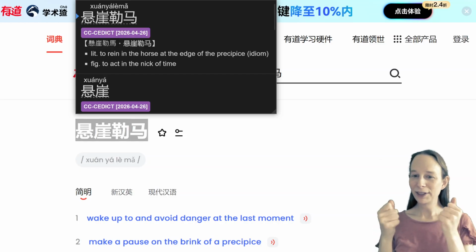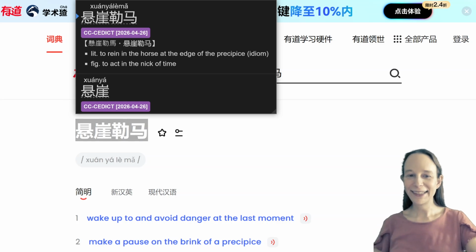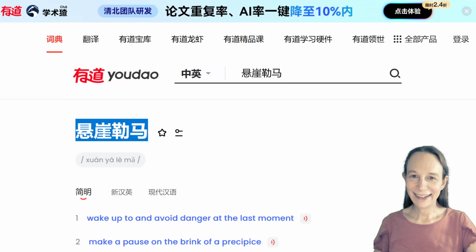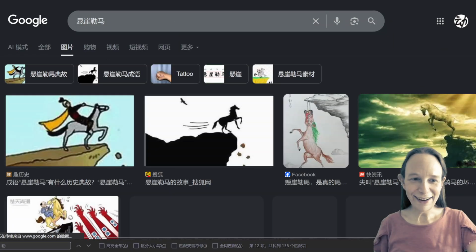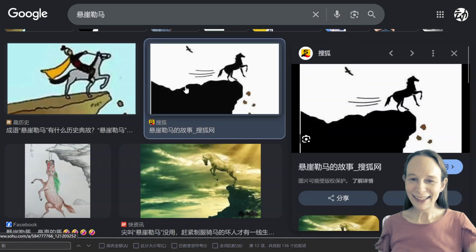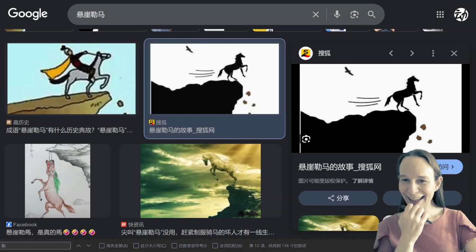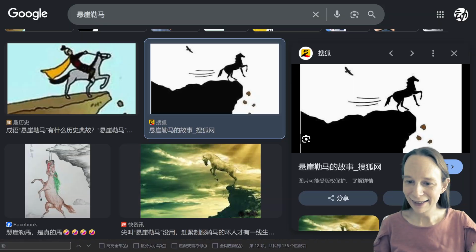So you're riding a horse, and then at the last moment, you, whoa, horsey. Something like that. 悬崖, is that right? Oh, look at that. Like this. 悬崖勒马. I kind of like this Chengyu. 悬崖勒马. I'm going to make a little note of this.